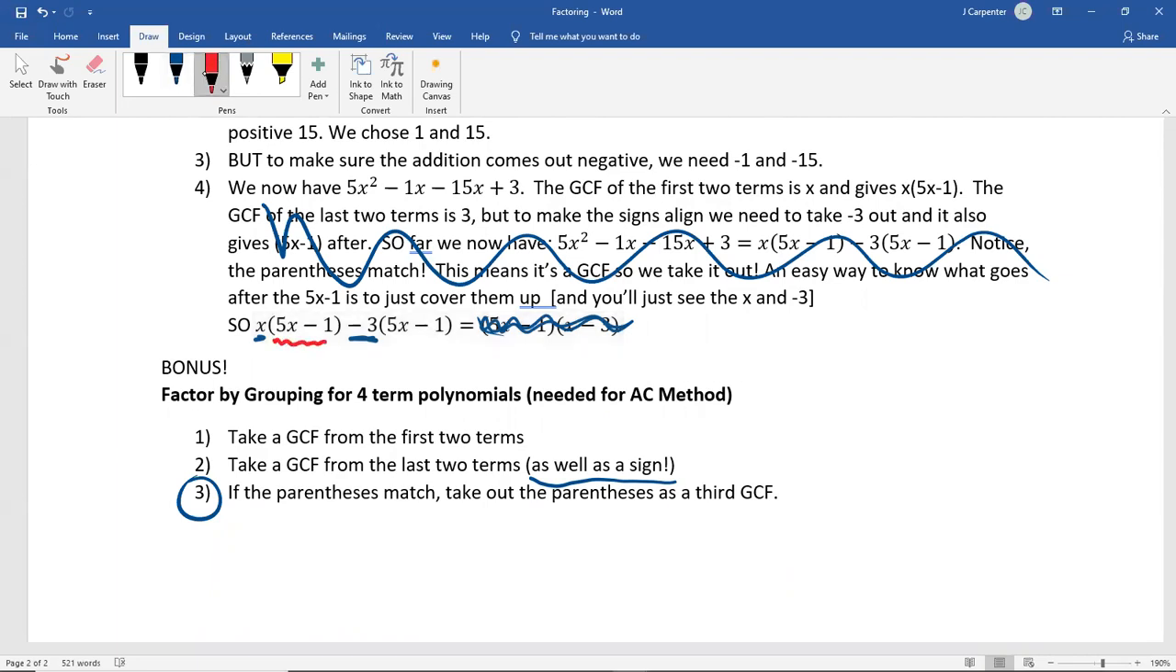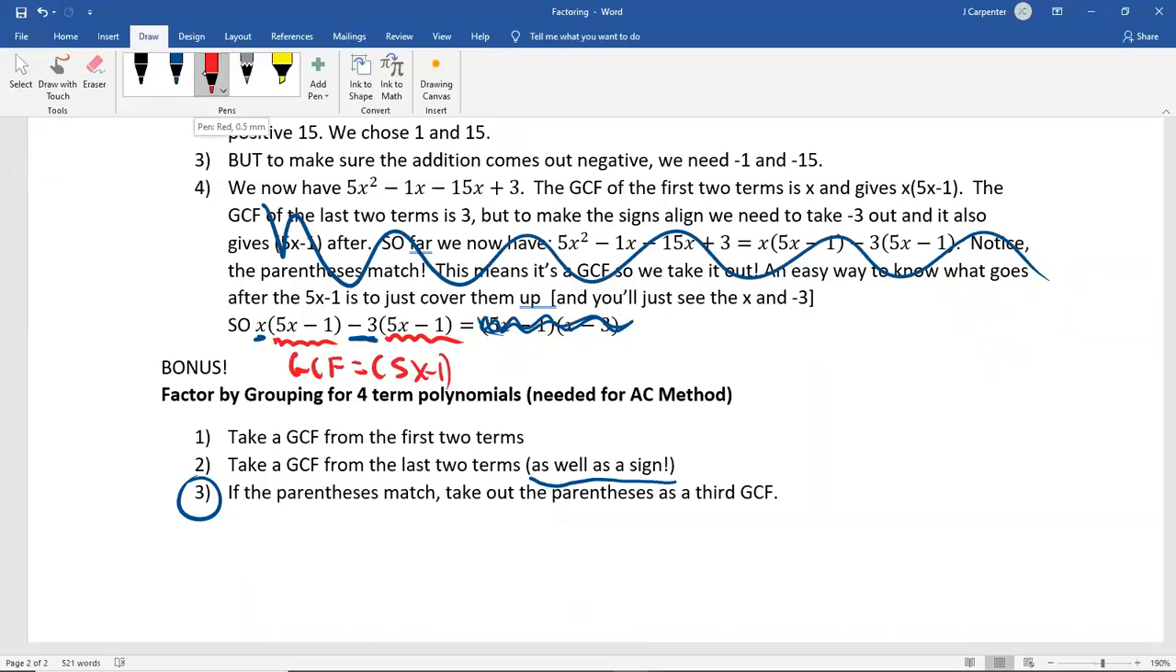This 5x minus 1 is part of the first term. This 5x minus 1 is part of the second term. It is a product that is in 2 terms, which means it is a common factor. Product means factor. So that would mean your GCF is that parentheses, 5x minus 1.